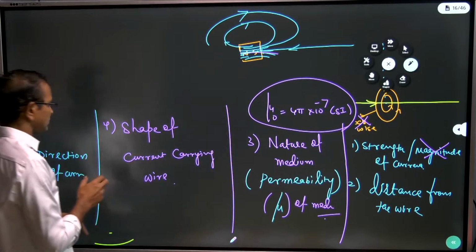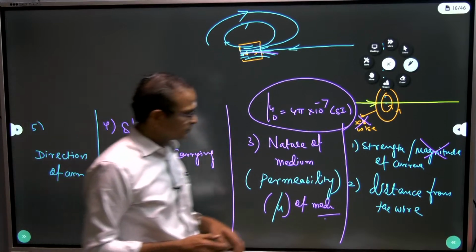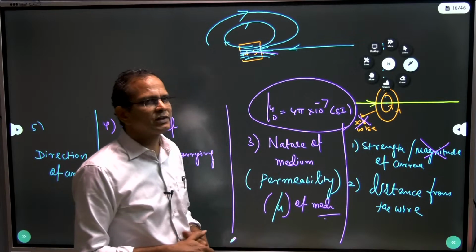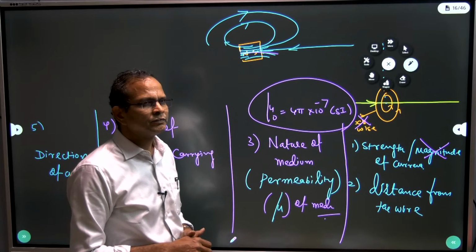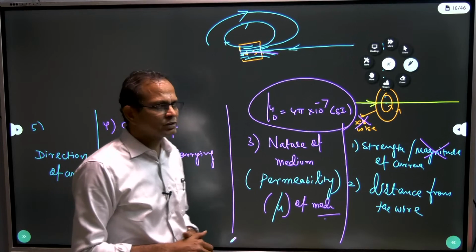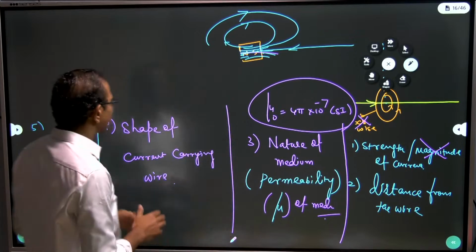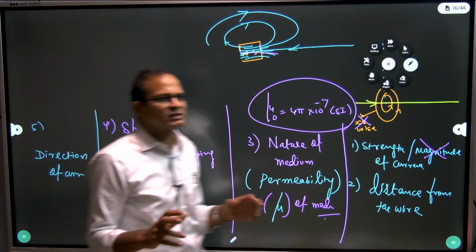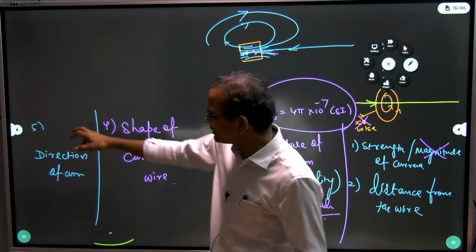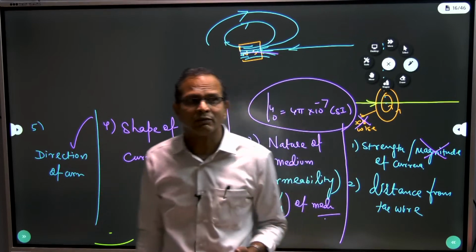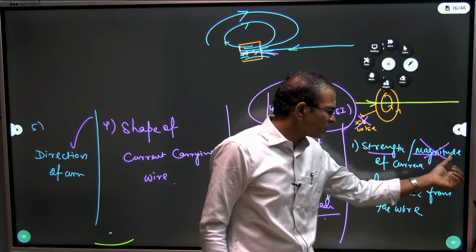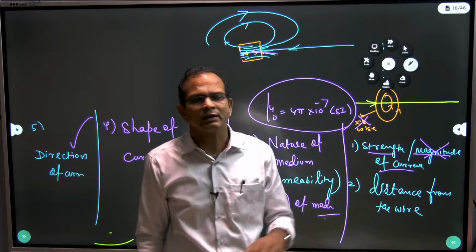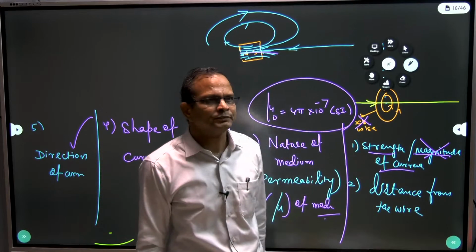Sir, can you explain more about the shape of conductor, sir? Sure, I will come back. So, if they simply say what are the factors affecting the magnetic field, you can very well add it. If they are asking what are the factors affecting the strength or the magnitude of magnetic field, அப்படின்னு கேட்டா, this cannot be added. புரியுதா இல்லையா?